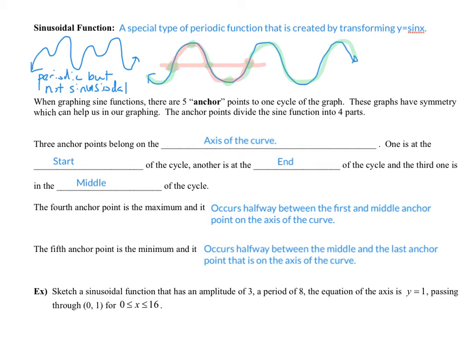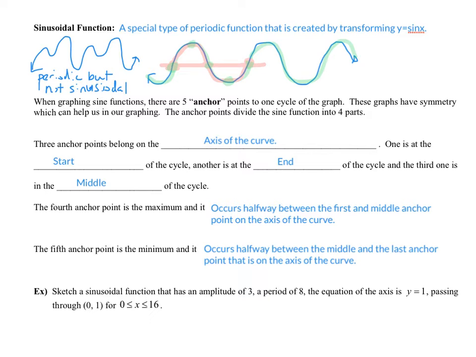So now I'll have all 5 anchor points drawn for one cycle of my function, and then I join them together in a nice smooth curve. So our job now is to sketch a sinusoidal function that has an amplitude of 3, a period of 8, and the equation of the axis is y equals 1, and it passes through the point (0, 1), for 0 is less than or equal to x is less than or equal to 16.